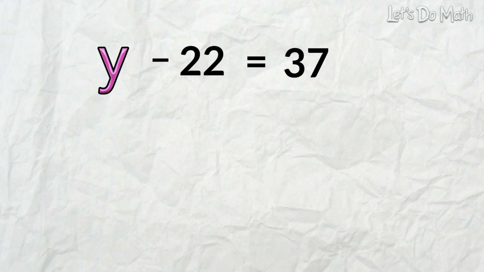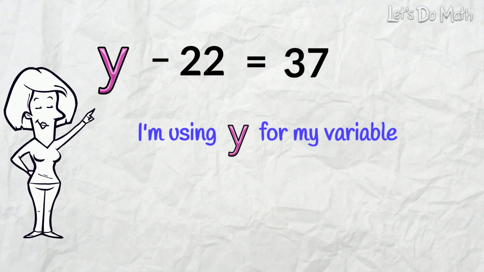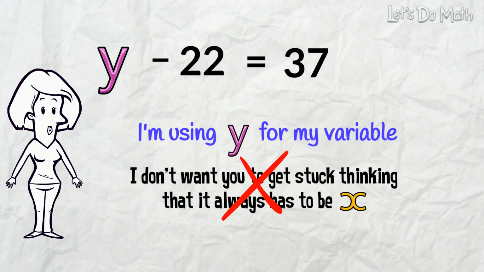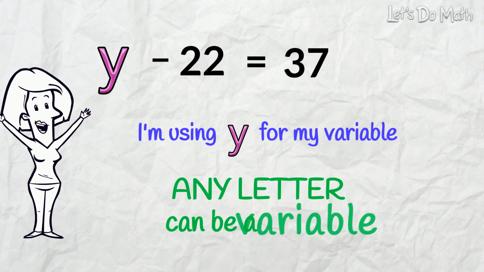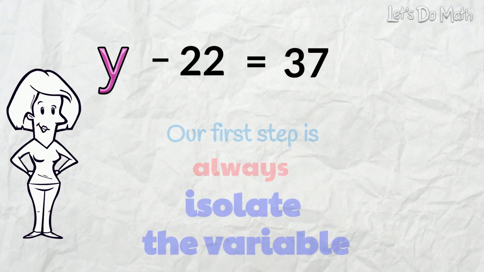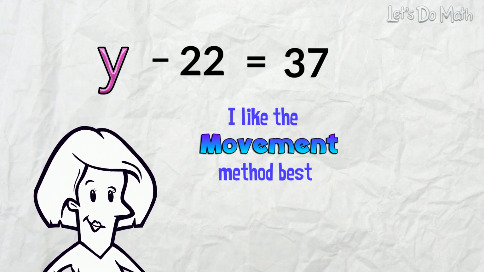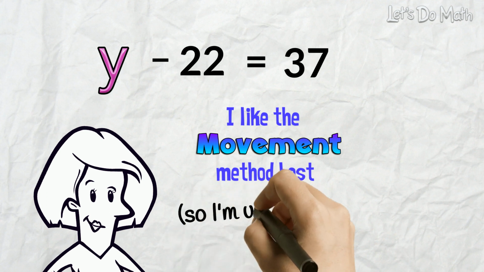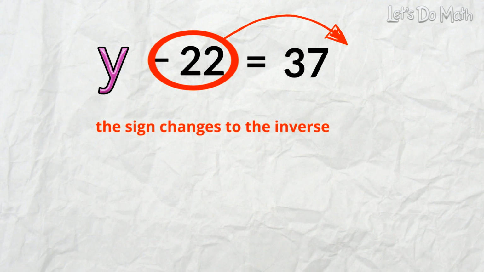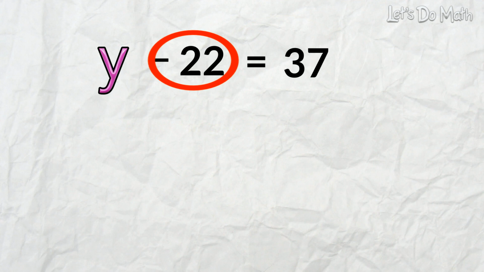y minus 22 equals 37. Here, I'm using y for my variable. I don't want you to get stuck thinking that it always has to be x, because any letter can be a variable. And our first step is always to isolate the variable. I don't know which is your preferred method, but I like the movement method best, so I'm using it here. We move the constant and its sign over to the other side, and the sign changes to the inverse.